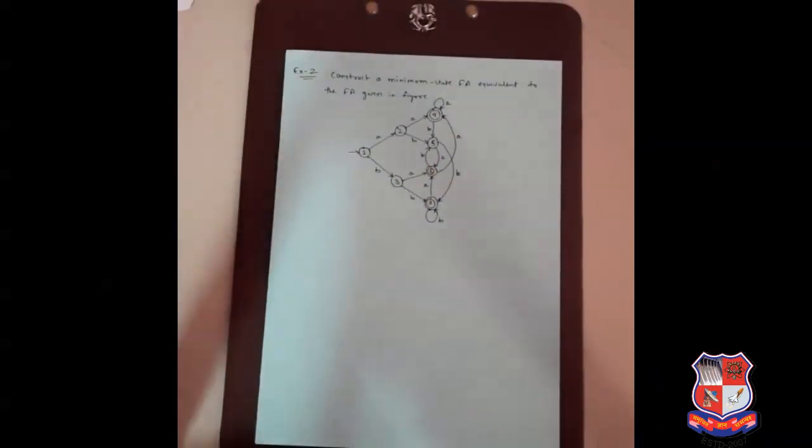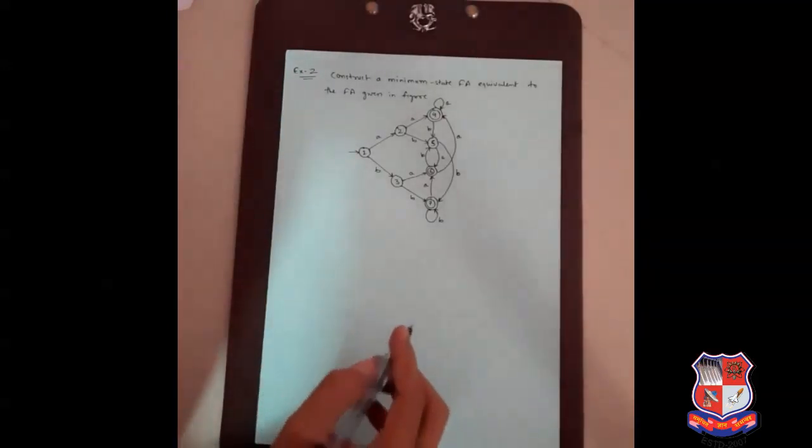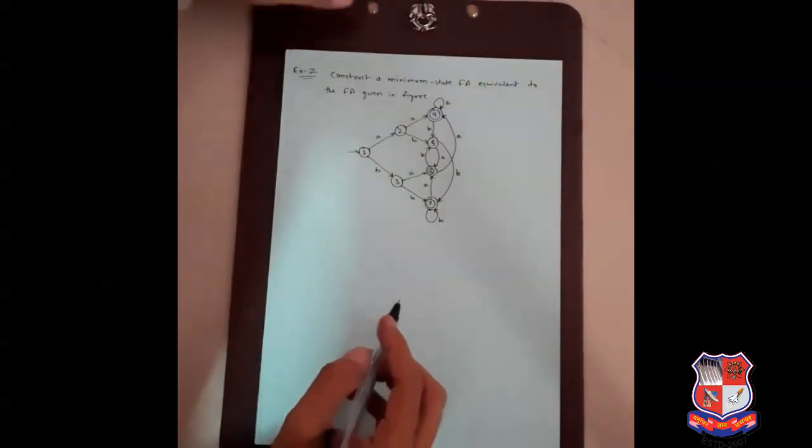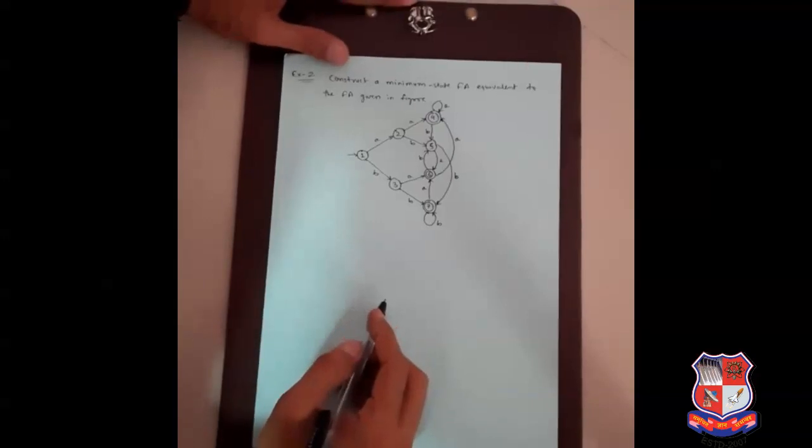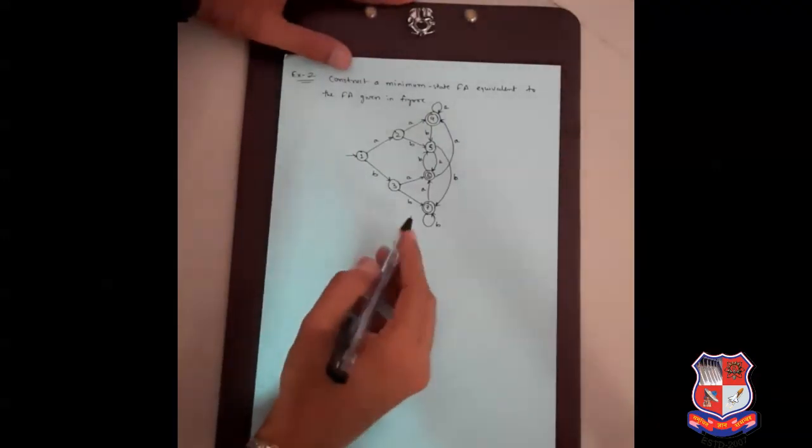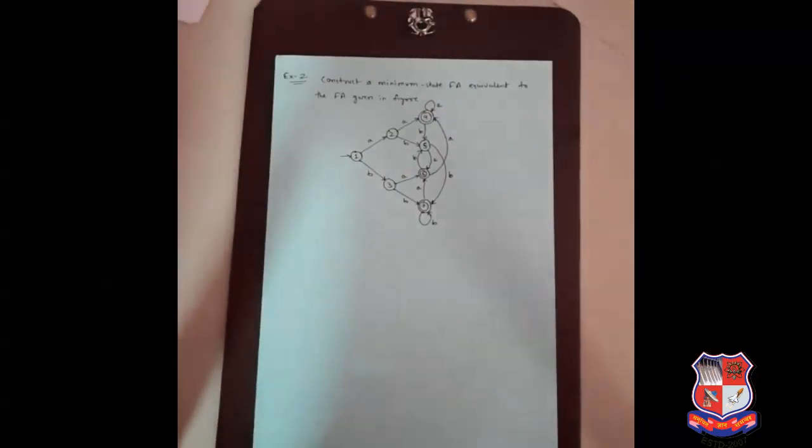Now we will move towards another example, in which there is more than one final state. See here, in the question there are a total of 7 states. Now we have to find the minimum state FA, and from these 7 there are 3 final states and the remaining are non-final states.